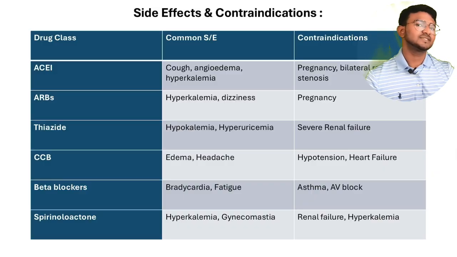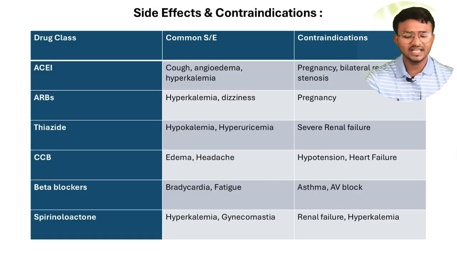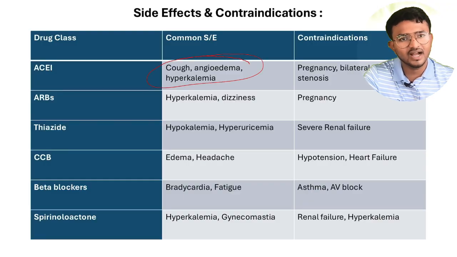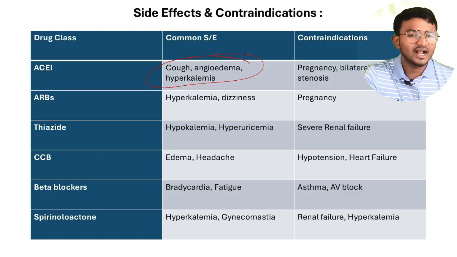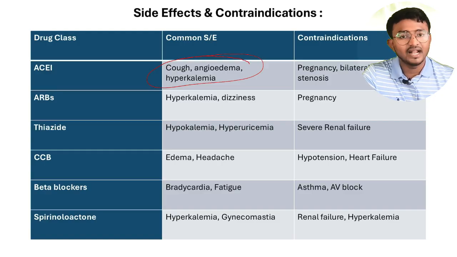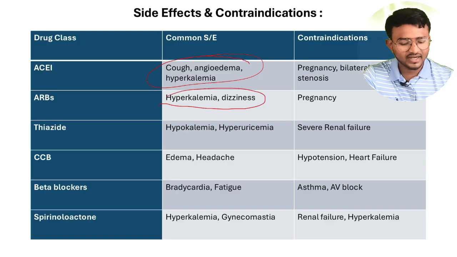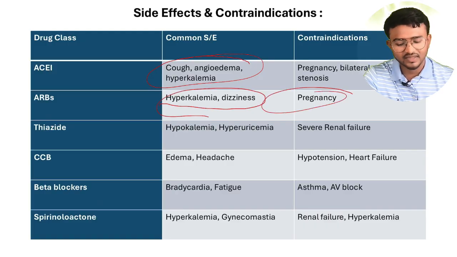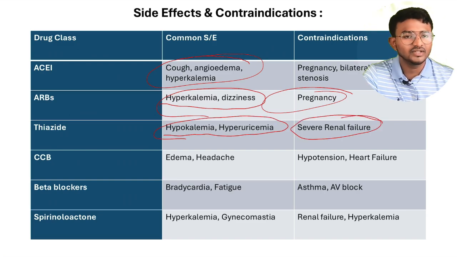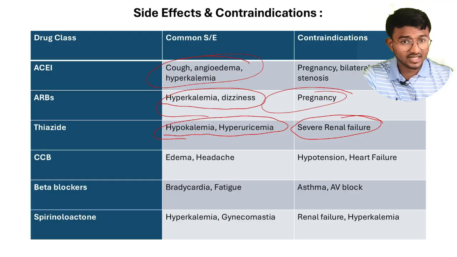So here we have some side effects and some contraindications. For ACE inhibitors, the common side effects are cough, angioedema and hyperkalemia. The contraindications are pregnancy and bilateral renal artery stenosis. Next one, ARBs. In ARBs, hyperkalemia and dizziness, and pregnancy is a contraindication. Thiazides, the common side effects are hypokalemia and hyperuricemia. In contraindication, severe renal failure is a contraindication.